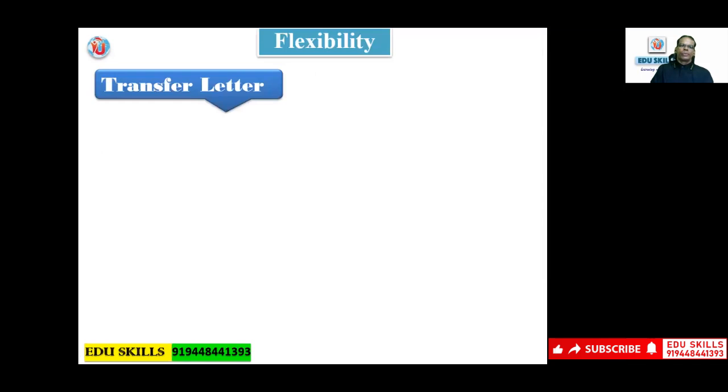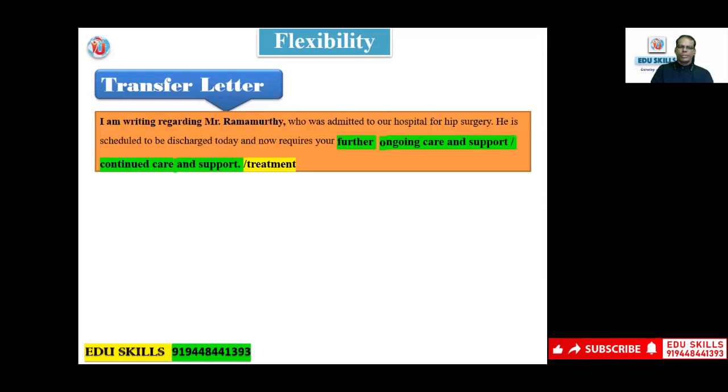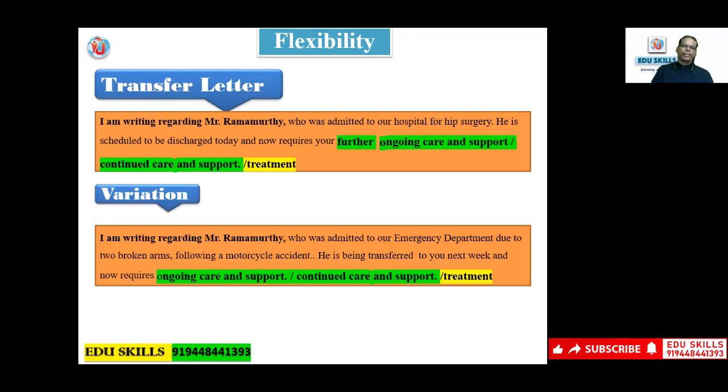Transfer letter, some of the variations, the flexibility mode I am showing you. I am writing regarding Mr. Ramamurthy, who was admitted to our hospital for hip surgery. He is scheduled to be discharged today and now requires your further ongoing care and support, or further continued care and support, or treatment, whatever you want to say according to the case notes.